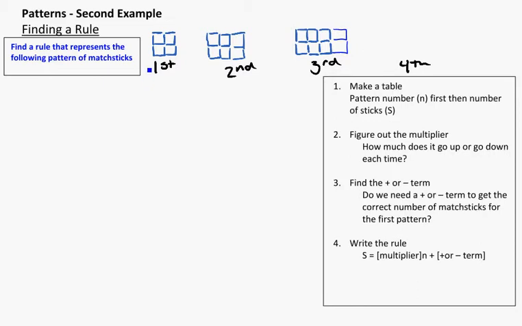Okay, so we start with four cubes, four little boxes, six little boxes, eight little boxes. What do you think would be in the next one? Well, it would be the third pattern repeating itself.